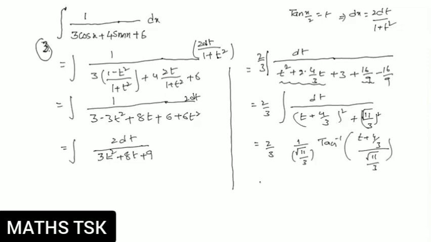So now you replace this 2 by 3, 3 gets cancelled, 3 gets cancelled, 2 by root 11, tan inverse of 3t, t is tan x by 2, 3t plus 4 by root 11 and then plus c.